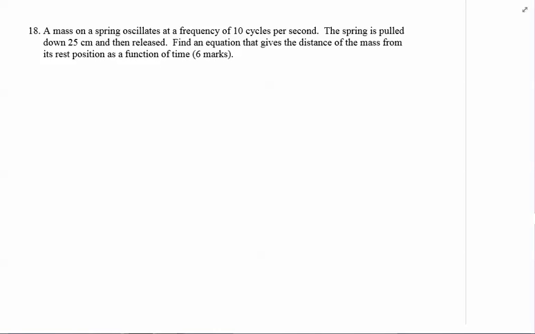So this problem is telling me that a mass on a spring oscillates at a frequency of 10 cycles per second. The spring is pulled down 25 centimeters and then released. We want to find an equation that gives the distance of the mass from its rest position as a function of time. So if I draw a picture of what's going on here, I have a spring.